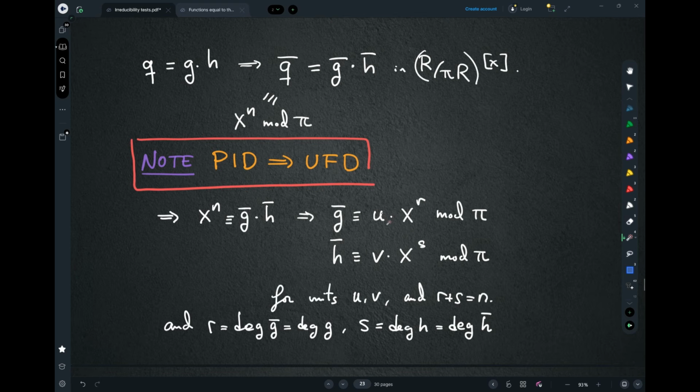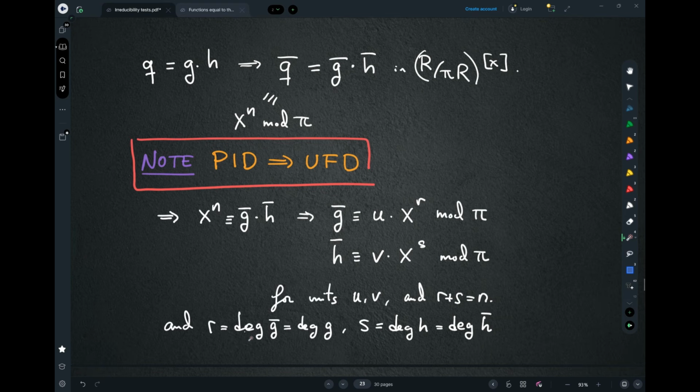So there is some unit u times x to the r that will be equal to G bar, and H bar will be some unit v times x to the s, where u and v are units, and r plus s has to be equal to n, the degree of Q bar, which is equal to the degree of Q because Q was monic.